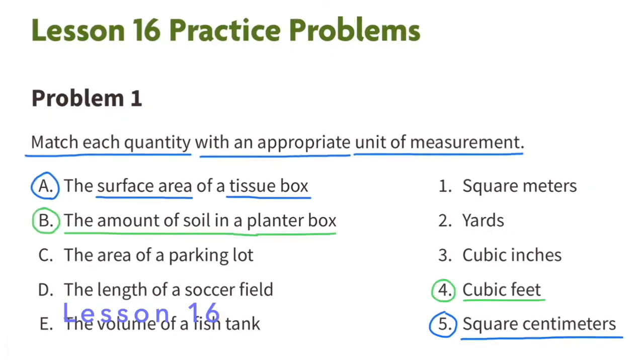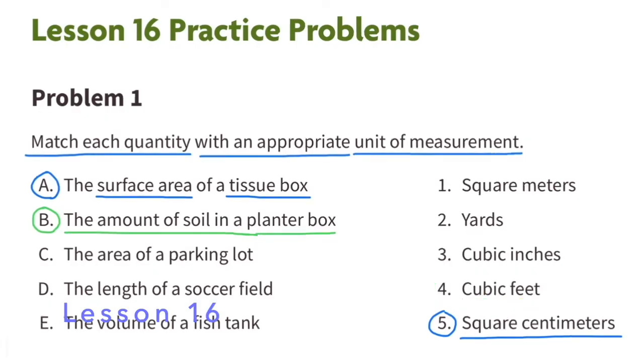B. The amount of soil in a planter box. Since they're referring to the amount of soil that would fit inside a planter box, I need to look for a cubic measurement, either cubic inches or cubic feet. Since I don't know the size of the planter box, I don't know if I should select cubic feet or cubic inches, but I notice E, the volume of a fish tank.